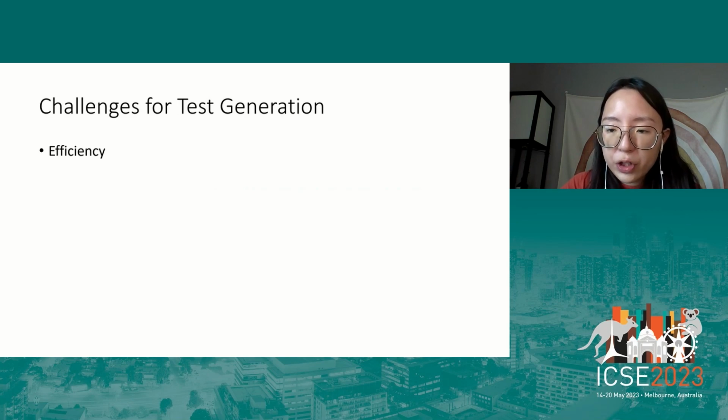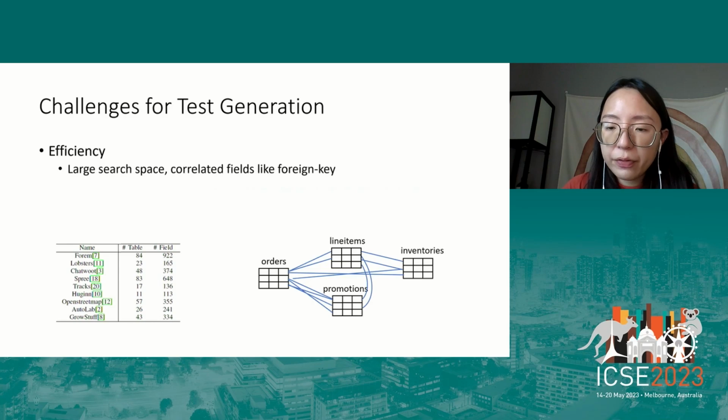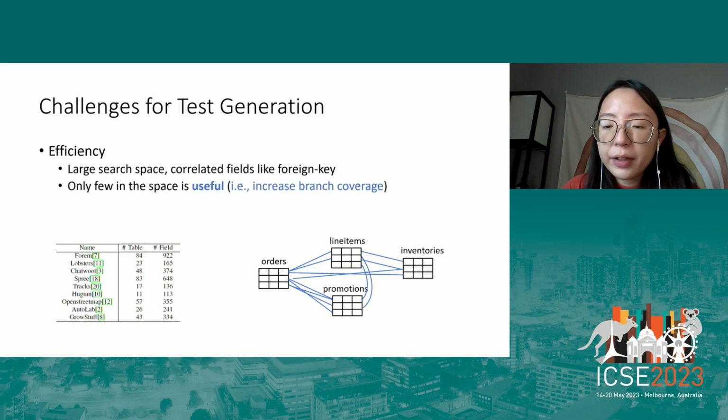There are two major challenges. The first is efficiency. The search space is usually very large, including tens of tables and several hundreds of fields. Not to mention, each table can have multiple tuples. These tables are often not independent. Fields are often correlated with foreign key or one-to-many relationships. So only a few states in this vast space are useful, meaning that they will increase the branch coverage.